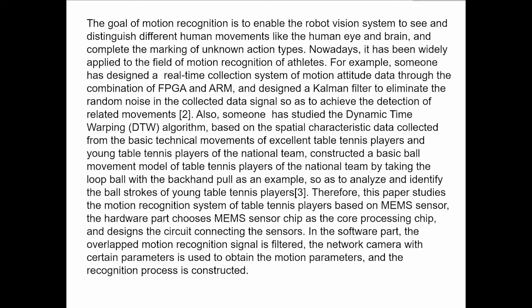The hardware part chooses the MEMS sensor chip as the core processing chip, and designs circuits connecting the sensors. In the software part, the overlapped motion recognition signal is filtered. The network camera with center parameters is used to obtain the motion parameters, and the recognition process is constructed.